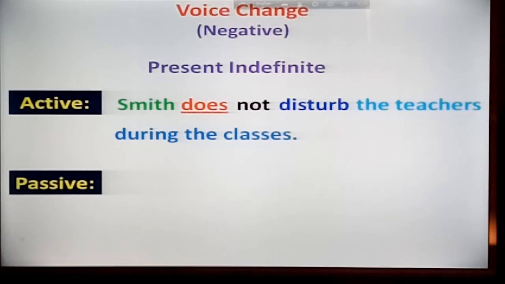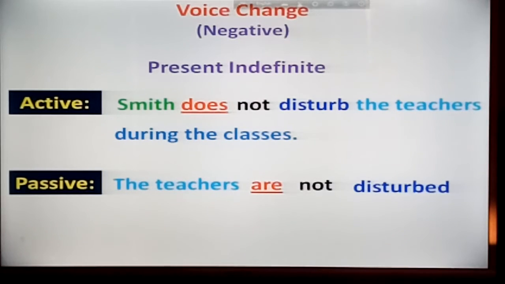Now let's try to change this sentence into passive. The passive sentence needs a subject, and the subject of the passive sentence is always the object of the active sentence. The teachers is the subject of the passive sentence, and after the subject of the passive sentence you need a be verb in its right form for the negative word not. Now the right form of the be verb for a plural subject like this in the present indefinite tense is always this one, and after the right form of the be verb you use the negative word not, and then the main verb comes in its past participle form.